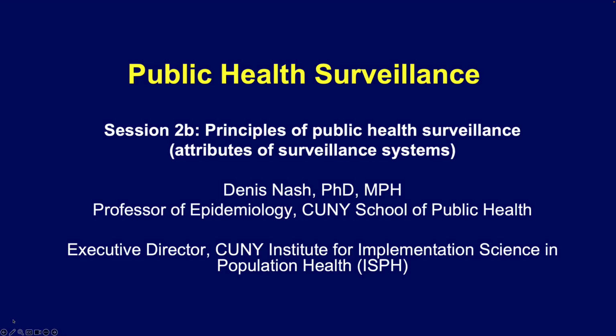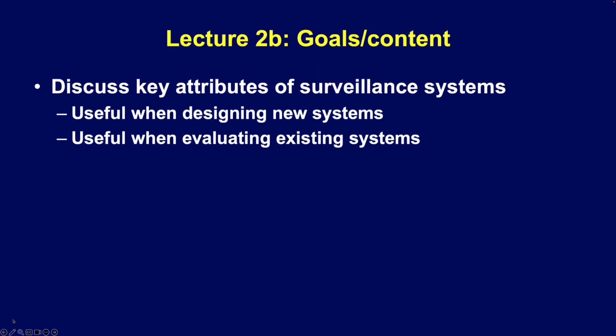Welcome to Session 2B of the Public Health Surveillance course, which is focused on the attributes of surveillance systems. In terms of the lecture content, we'll delve into some of the key attributes of surveillance systems, which can be useful not only for when you're designing new surveillance systems, but also for when you're evaluating existing surveillance systems.